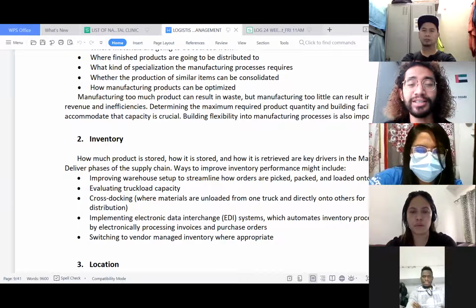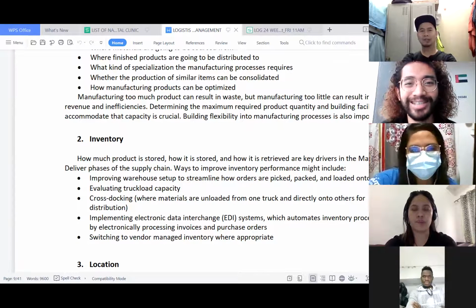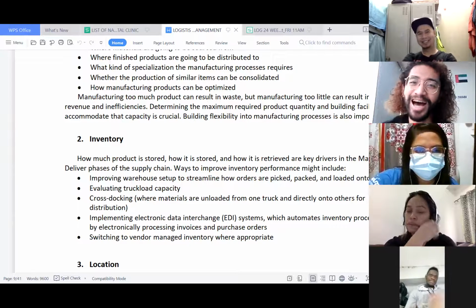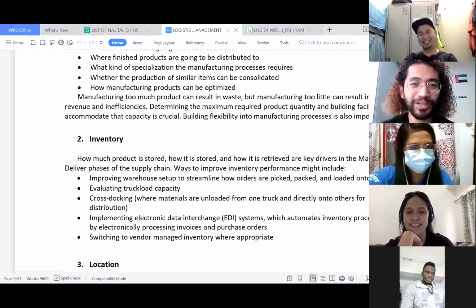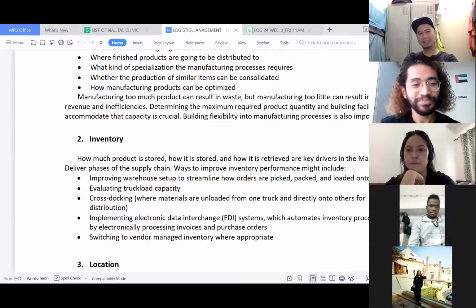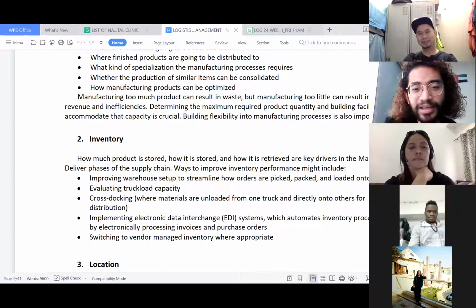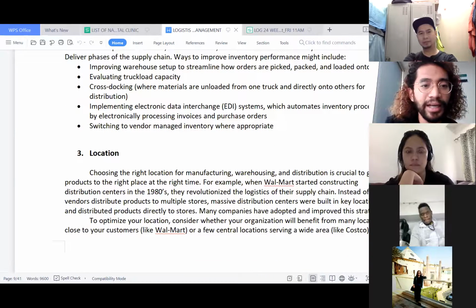To make sure, Rusty will count those 10,000 cases of drinks manually. Good luck if you can do that in your 9-hour shift. But see, they're trying to save money. Switching vendor, manage inventory when appropriate. Yes, you get the point of the importance of inventory in the company.